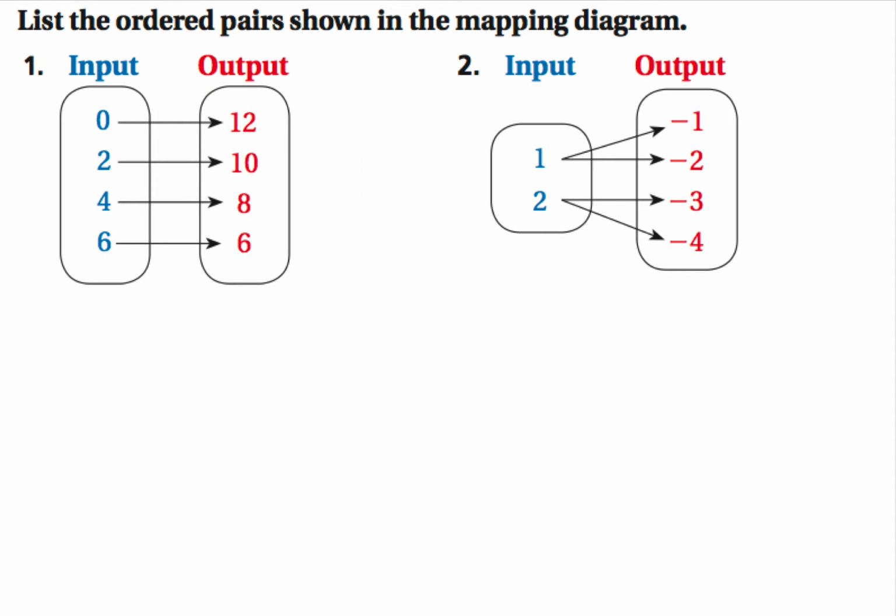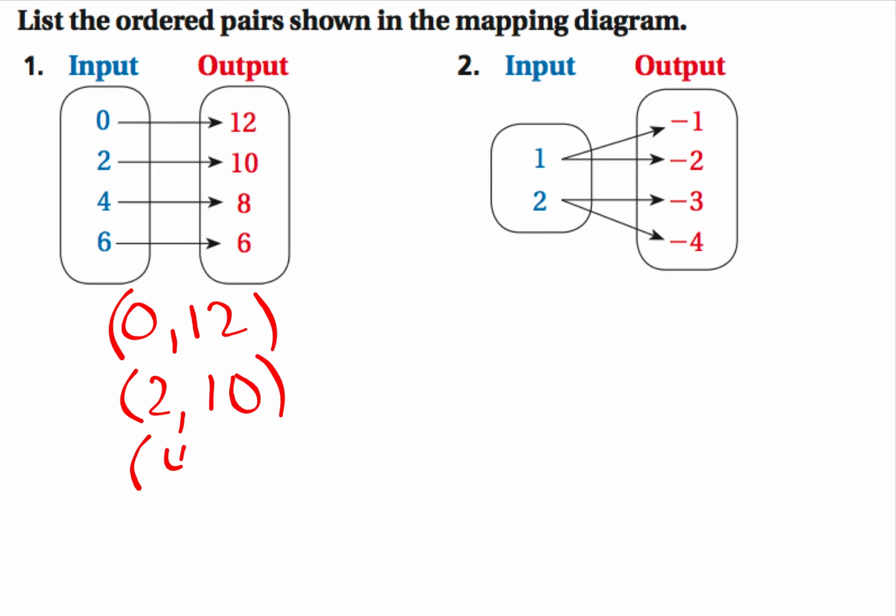Okay, let's continue with that, and this will be our last example of this video. List the ordered pairs shown in the mapping diagram. Well, 0 goes to 12, 2 goes to 10, 4 is going to go to 8, and 6 goes to 6. And that's all of the ordered pairs in that relation, shown in the mapping diagram.